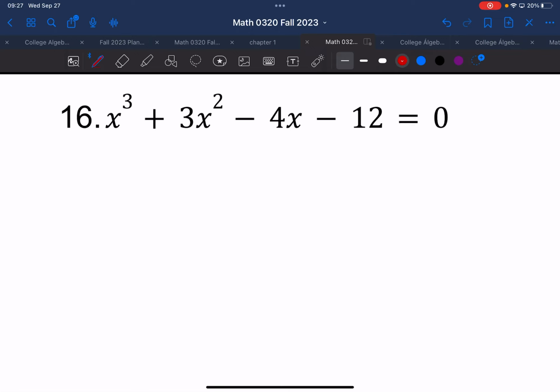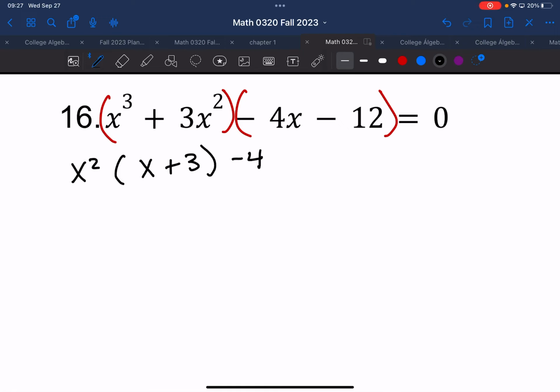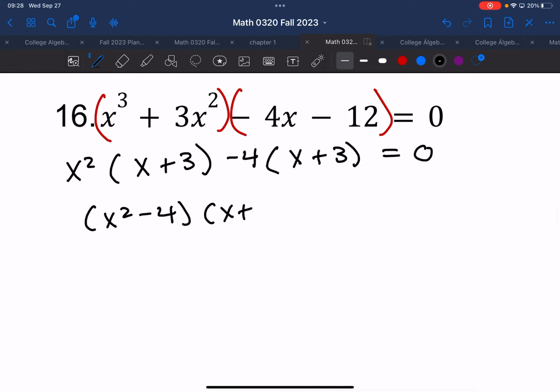Okay, so for factor by grouping, you should separate your first 2 terms and your last 2 terms. Take the GCF of the first term, which we would take out an x squared, and be left with x plus 3. And from the next parentheses, I'm going to take out a negative 4, so I have a matching x plus 3. This leaves me with x squared minus 4 and x plus 3 equals 0.